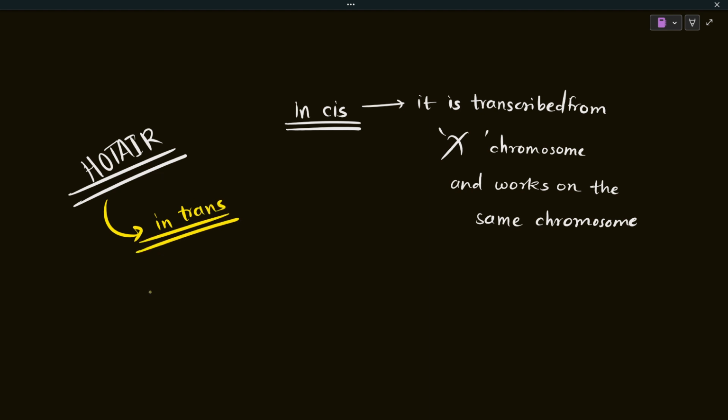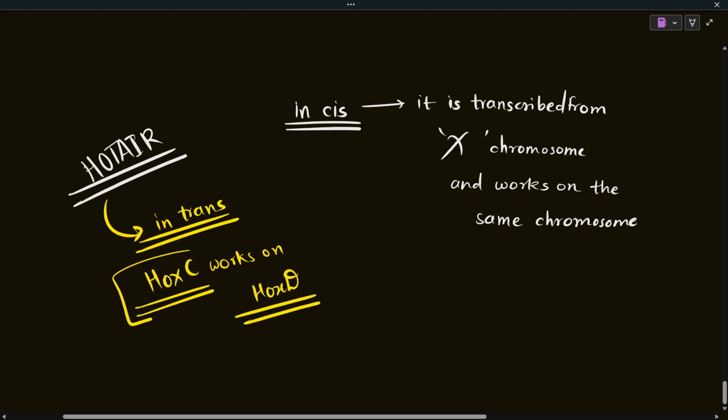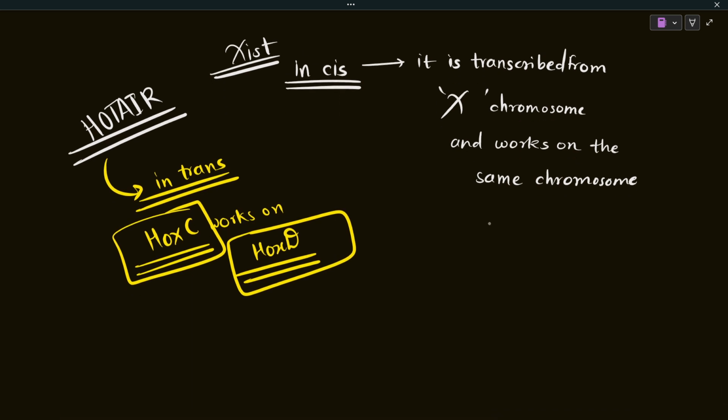This long non-coding RNA is transcribed from the HOXC locus and it works on the HOXD locus. So the locus from which it is synthesized and the locus on which it works are different. That is why HOTAIR works in trans fashion, while the XIST long non-coding RNA works in cis fashion. So this was the first point which is important to note.